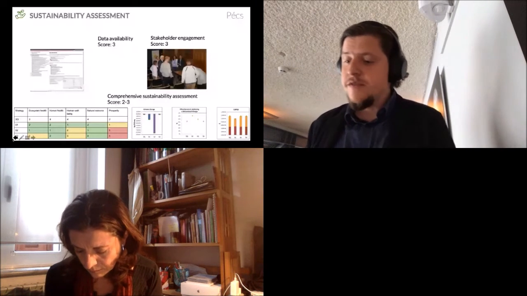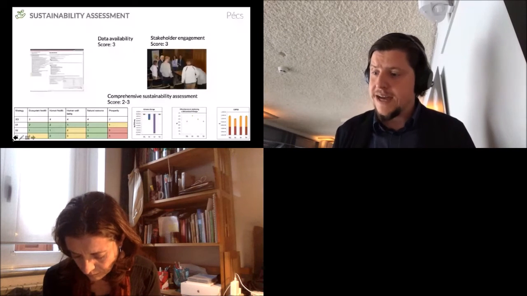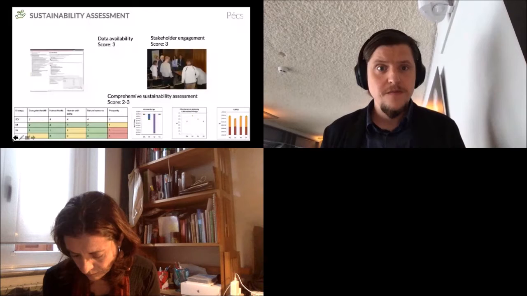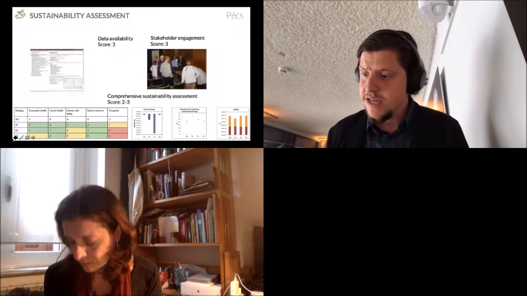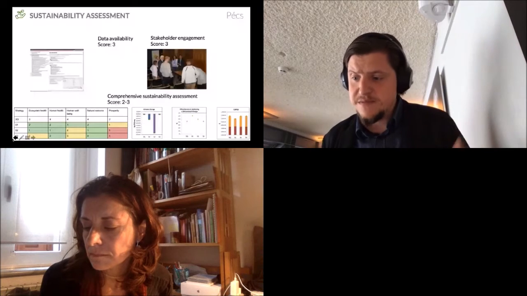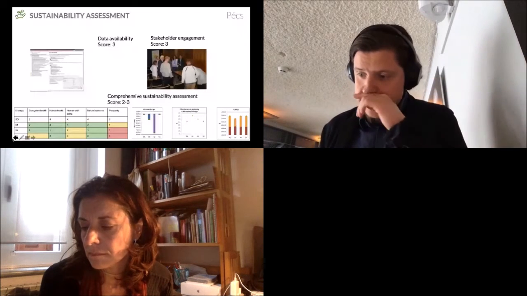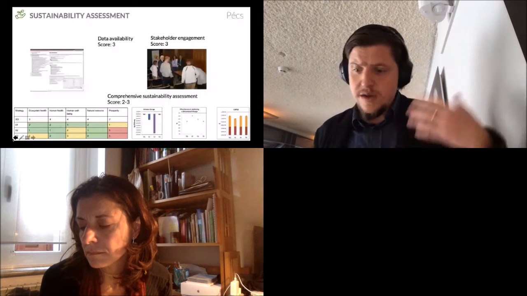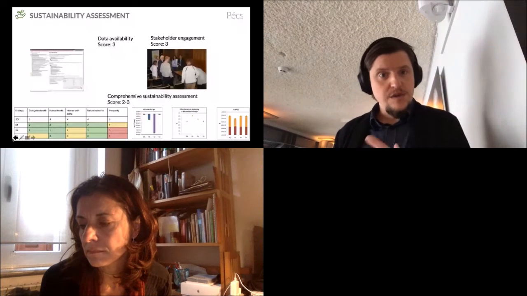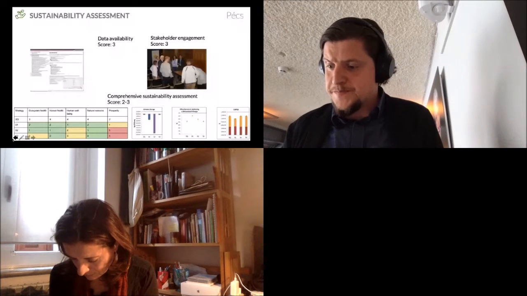So just very briefly, what justified those scores? On data availability, from the early 2000s, there have been a lot of open access platforms with data on waste management available, with GIS based maps and a number of indicators on air quality, waste management, nature protection. So it allows for a fairly complete picture.